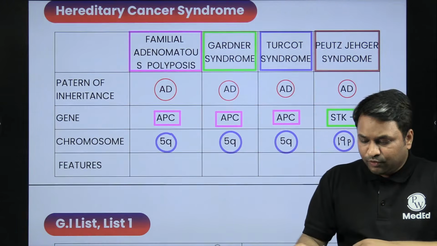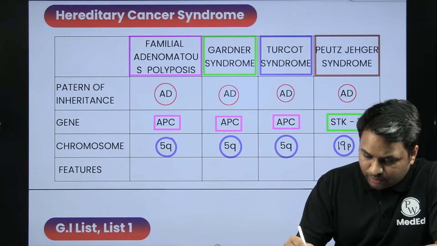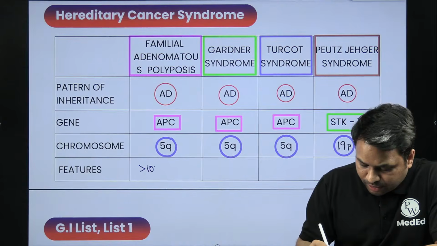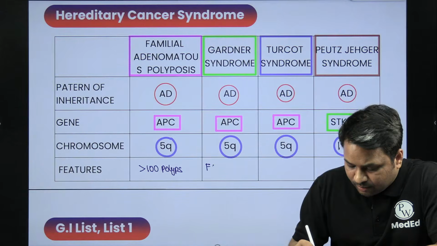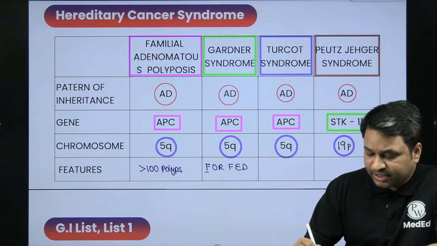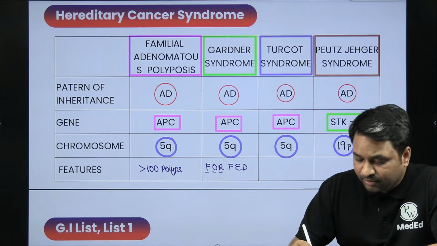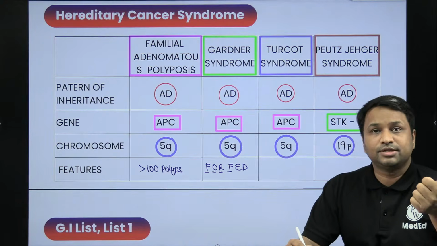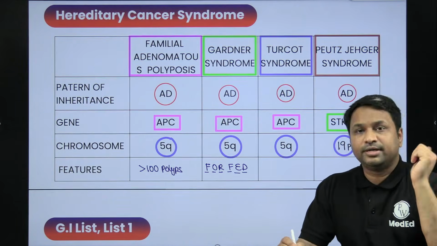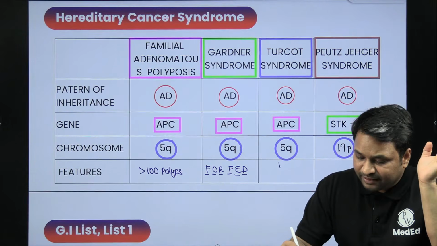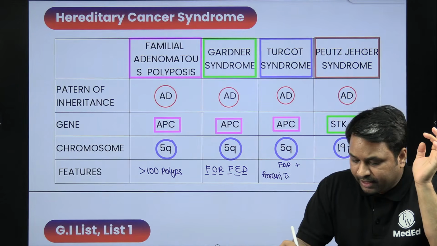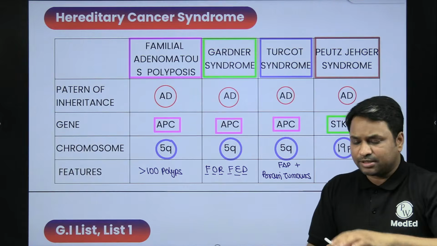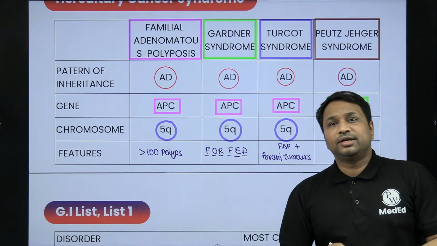Now, for the features of familial adenomatous polyposis, there are multiple polyps. There are more than 100 polyps here. For Gardner's, remember the mnemonic FOR FED. We have already discussed it before. F stands for FAP, O stands for osteoma, R stands for retinal pigmented epithelium, another F stands for fibroma, E stands for epidermal cyst, and D is your desmoid tumor, right? Turcot syndrome is basically familial adenomatous polyposis with brain tumors. And these are gliomas and medulloblastoma. GBM, that is your glioblastoma multiforme.